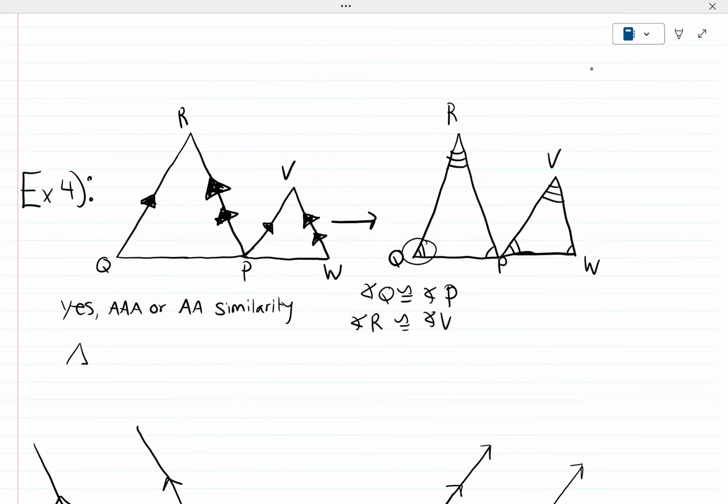So you got triangle QRP is similar to triangle PVW.